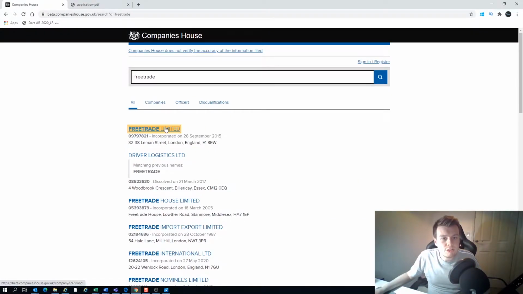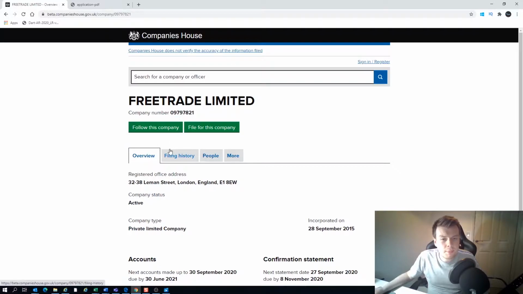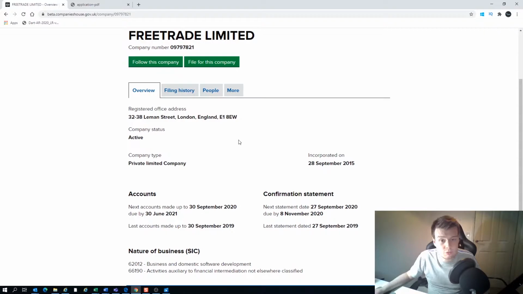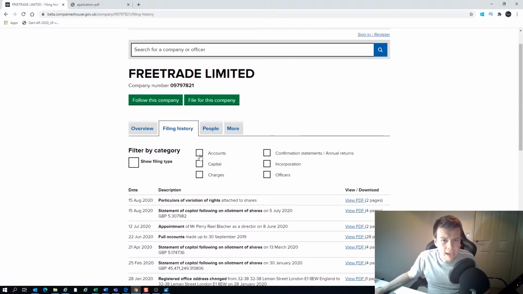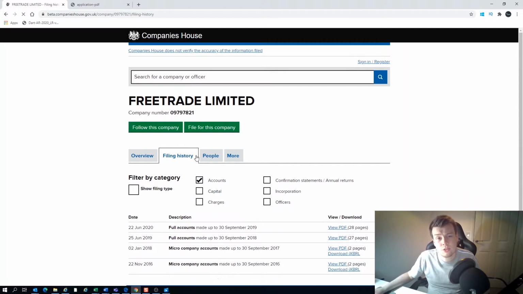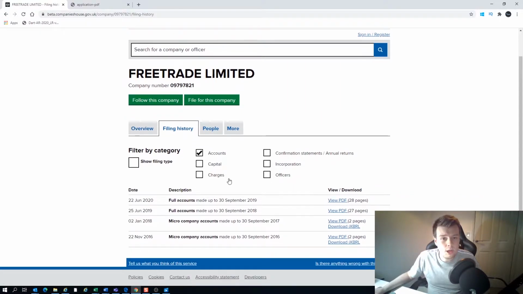Obviously it pulls up Free Trade Limited. Then we're going to look at, so this has a lot of information on here just for reference. You can look at when they need to file their next accounts by and when their last accounts are made up to. But the key area, if you want to look at some financial statements, click on filing history. Then you want to filter here by accounts. And that will pull up the filed accounts that the entity has made.